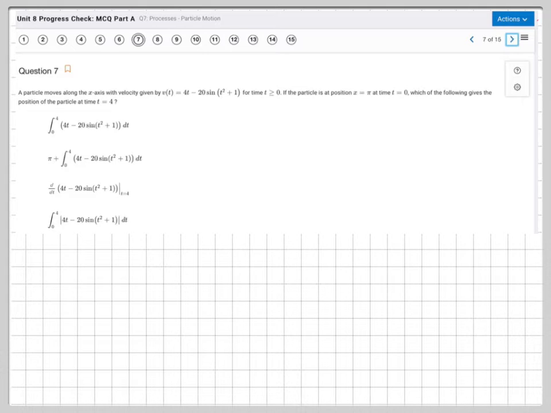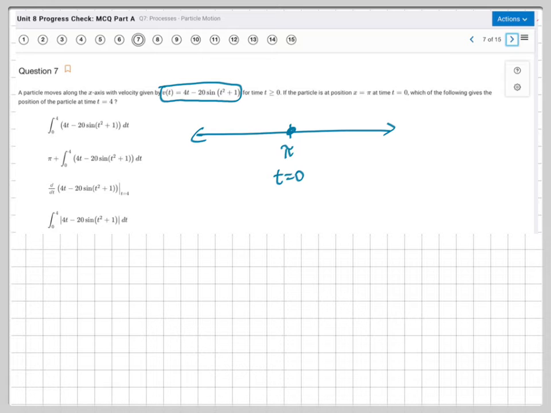Distance with integrals, as related to position. A particle moves along the x-axis with a velocity given by this thing. Oh, that's ugly. For the time t greater than 0, if the particle is at position x equals pi at time t equals 0, let's draw a little image for that. Boom. T equals 0, pi is there, or the dot is on pi.